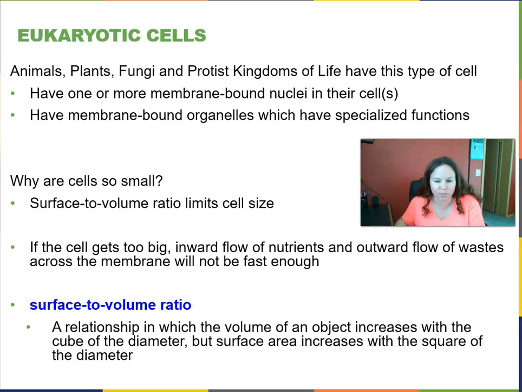It's a relationship in which the volume of an object increases with the cube of the diameter, but surface area increases with the square of the diameter. That sounds a little complex, but basically it means that cells need to maintain a smaller size to help the flow of materials back and forth to get what they need or to get rid of what they need to get rid of. So you want a large surface to volume ratio when you're talking cells.